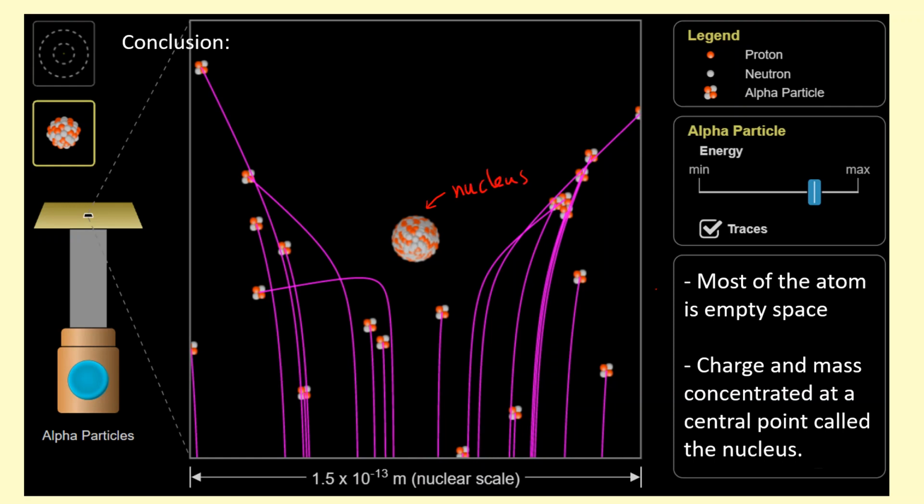Now you can see the alpha particles approaching the nucleus. The closer they get to the nucleus, the more they'll be deflected. So this one is very close, so it might be deflected back that way. While if it's further away, it might be deflected a lot less.